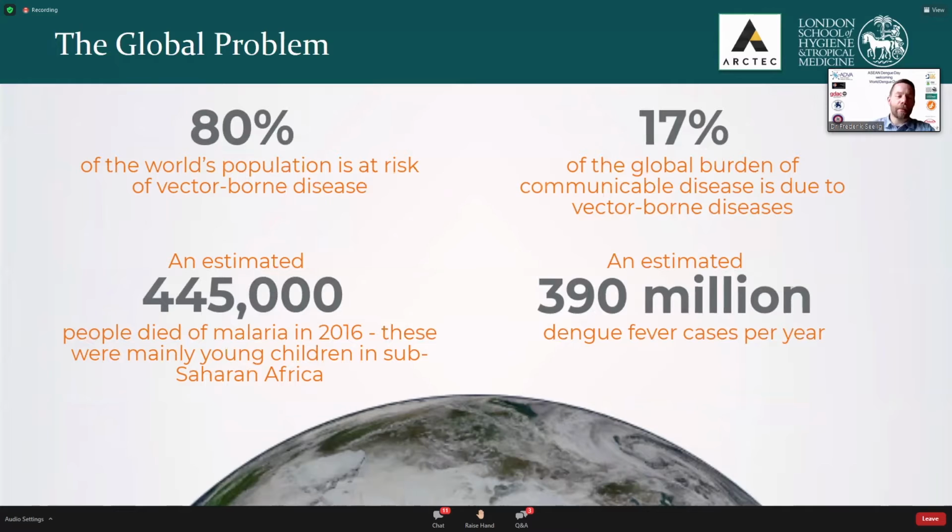So an estimated 400,000 to 450,000 people die of malaria every year. And very importantly for this meeting now, there are an estimated 390 to 400 million cases of dengue fever every year. So this clearly dwarfs many other diseases that we're talking about in terms of vector-borne diseases.